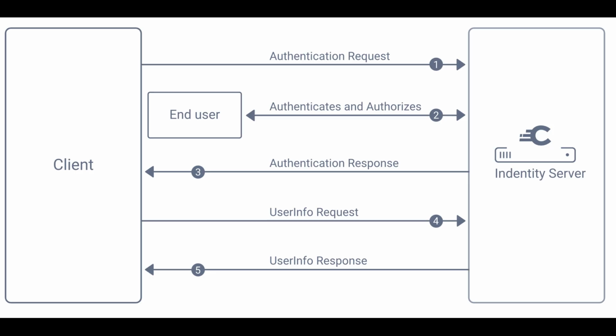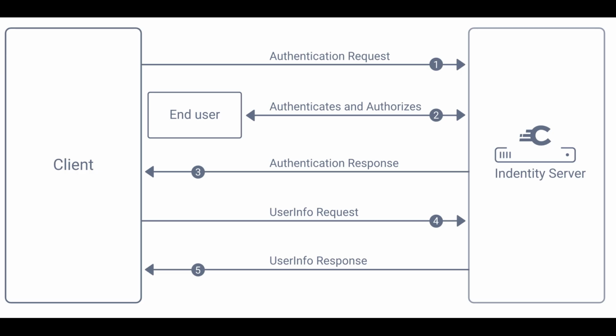OpenID Connect, or OIDC, is a thin identity layer on top of OAuth 2.0. It adds authentication to OAuth's authorization. With OIDC, when the authorization server issues tokens, it issues two tokens, an access token and an ID token. The access token works the same as in OAuth. It's used to access APIs. The ID token is new, and it's specifically about identity.